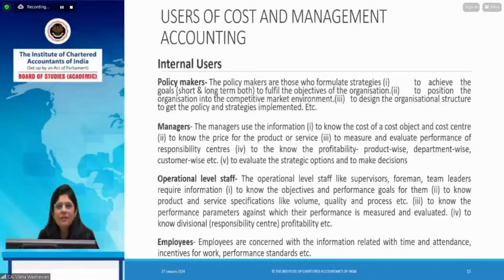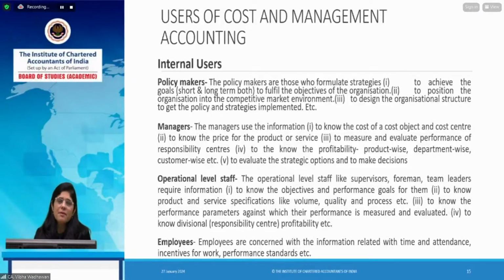Then, of course, the managers who are at the departmental level need to know the cost of a cost object and cost center. The managers at the departmental level or at the center level, center meaning they have different decentralized centers, should know the cost of a cost object, to know the price for the product, and to measure and evaluate the performance of the responsibility center. We have to have the managers, the person who is responsible for the center, the responsibility center we call it, to know the profitability, product wise, department wise, customer wise.